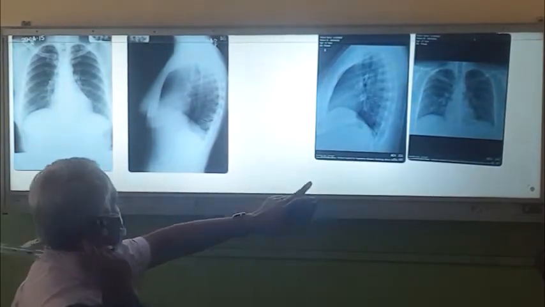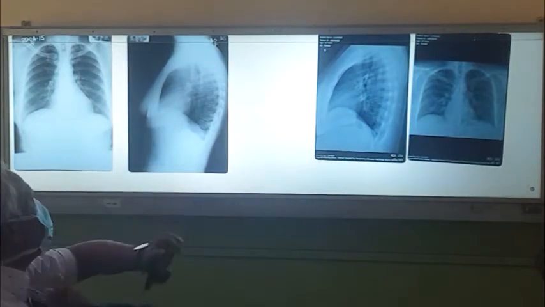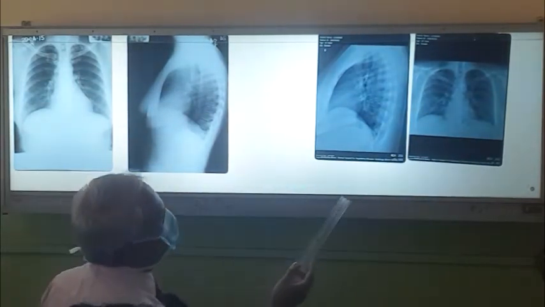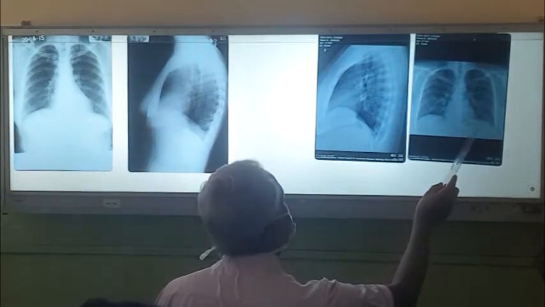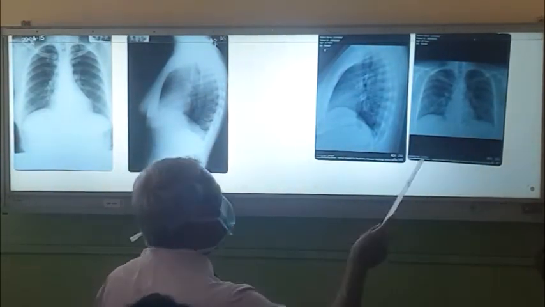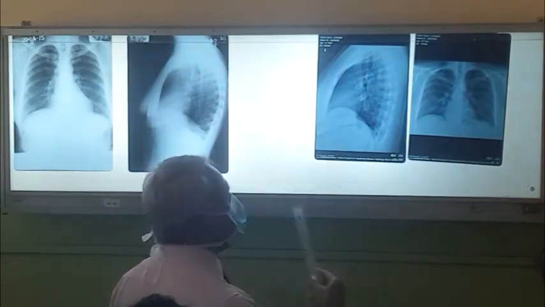They print. So I'm not going to talk about this. These are digital films, and you can see nicely the hemidiaphragm behind the heart. So the heart is anterior, so this represents the hemidiaphragm behind the heart.